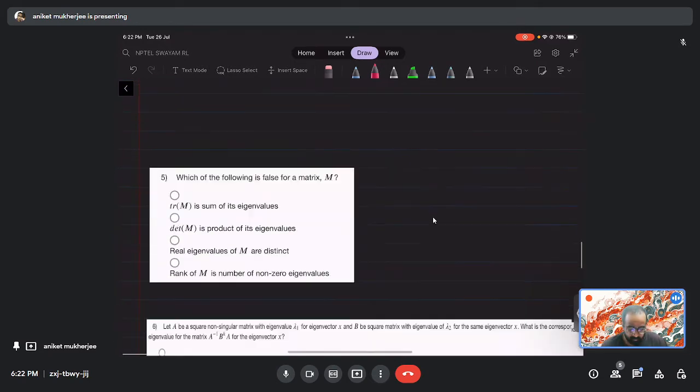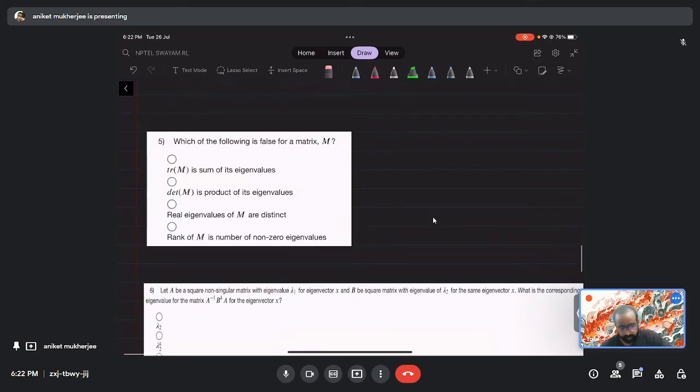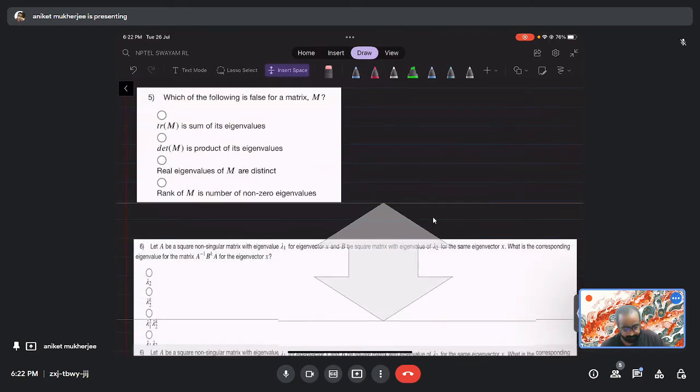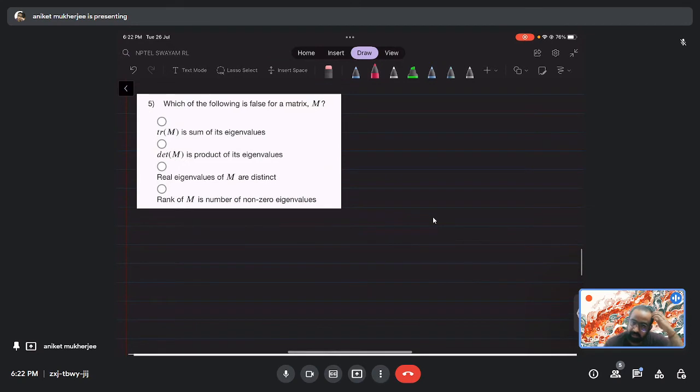Okay. So next I have my next question. The fifth question is a question from linear algebra. Let me read the question. The following is false for a matrix M. This is basically a theory question. So let us look at the options.